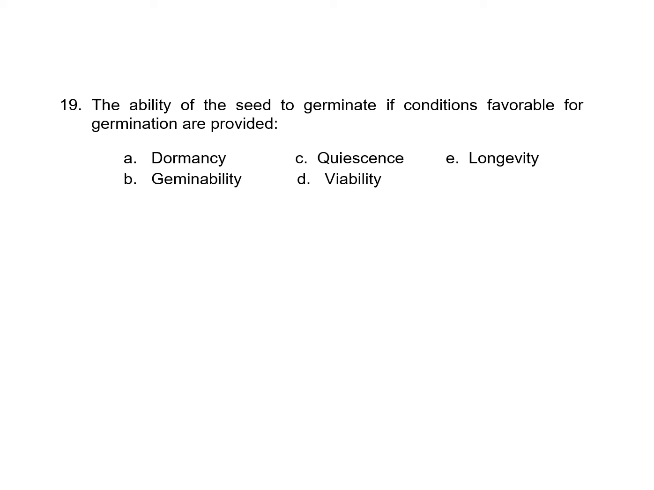Number 19. The ability of the seed to germinate if conditions favorable for germination are provided. A. Dormancy. B. Germinability. C. Quiescence. D. Viability. Or E. Longevity. The answer is viability.